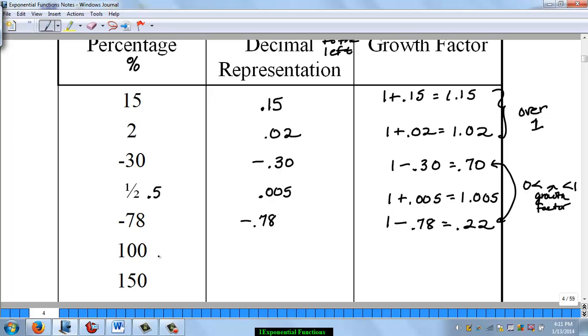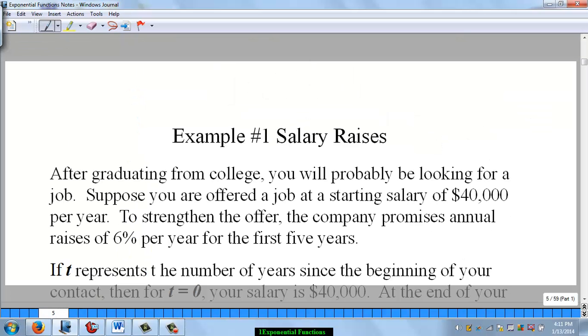This one is 100% growth, so if I move it 2 places to the left, it's a 1. So this is just a 1 for decimal representation, and then the growth factor is going to be 1 plus 1, or 2. So 100% growth factor really means you're doubling it. It's increasing. This one is 150% growth, so you go 2 places to the left, that's 1.50, and 1 plus 1.50 is 2.50. Okay, so that kind of gives you an idea of how those rates work. All right, let's do some actual examples.